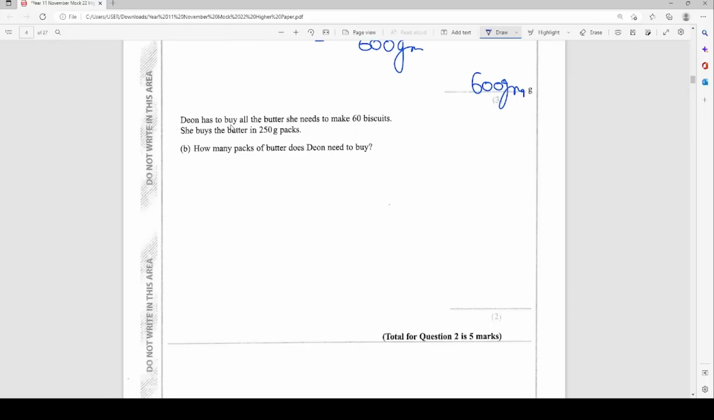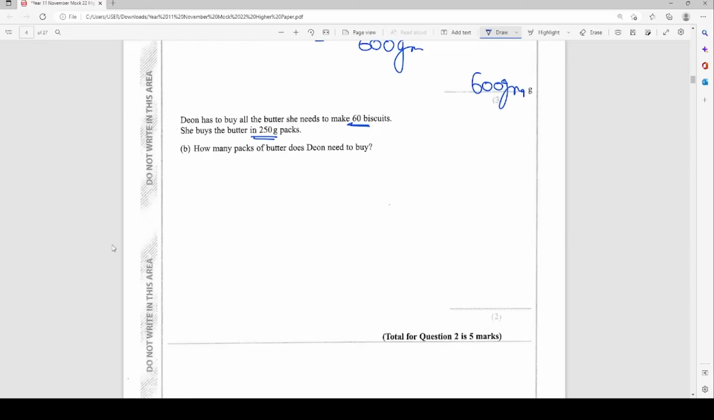So Dion has to buy all the butter she needs to make 60 biscuits. She buys butter in 250-gram packs. Now, these types of questions are quite interesting, because you are buying 250 gram packs, and perhaps you might get something like 450 gram. If you are going for 450 gram, basically you need to buy 2 packs, because this is discrete data. You can't get 450 gram because one pack contains 250 gram. If you need 450, you need to buy 2 packs.